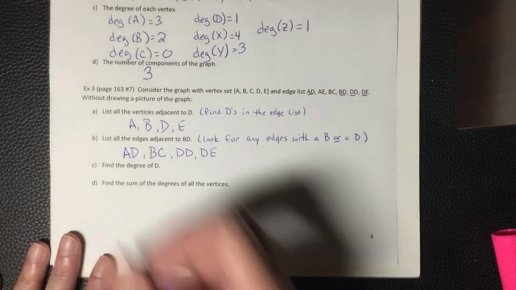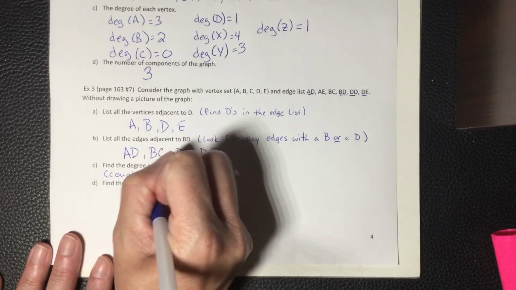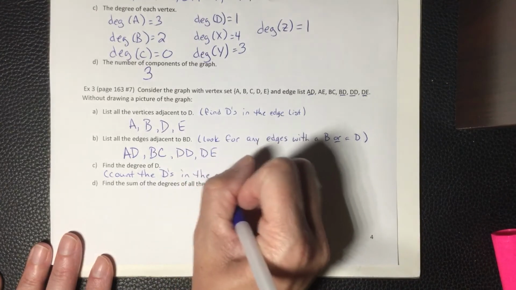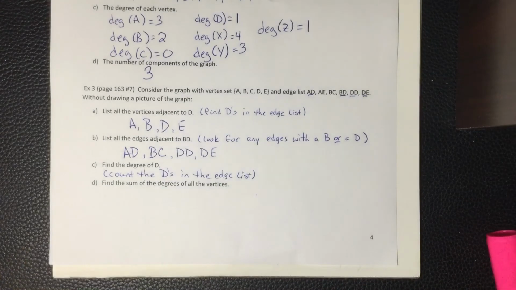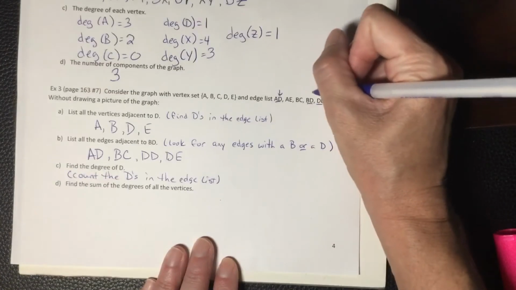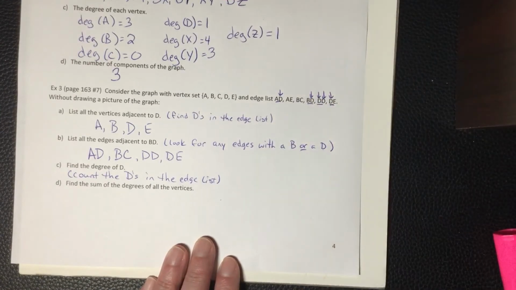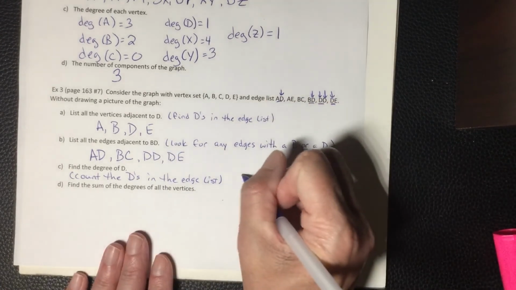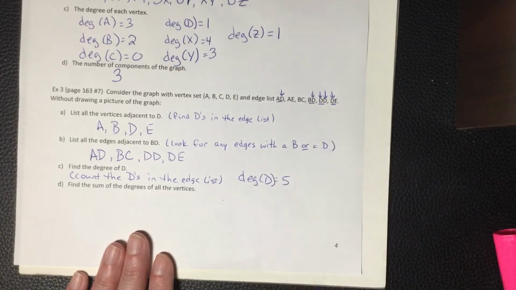To find the degree of D, we're going to count the D's in the edge list. Okay, so I'm going to go through and mark these. There's a D, there's a D, there's a D, there's a D, and there's a D. So if I count that, that's going to be 1, 2, 3, 4, 5. So the degree of D is 5.